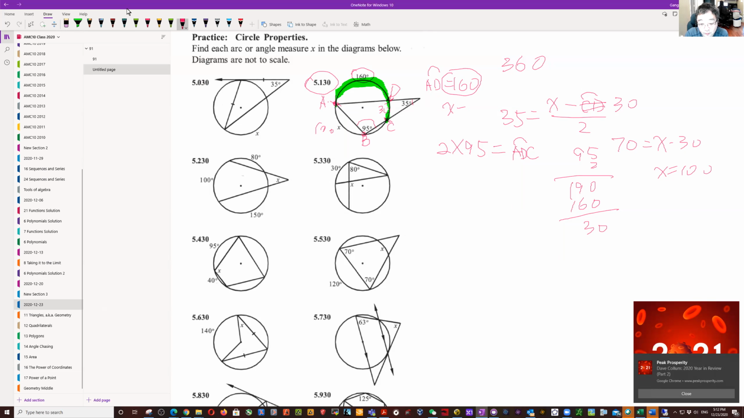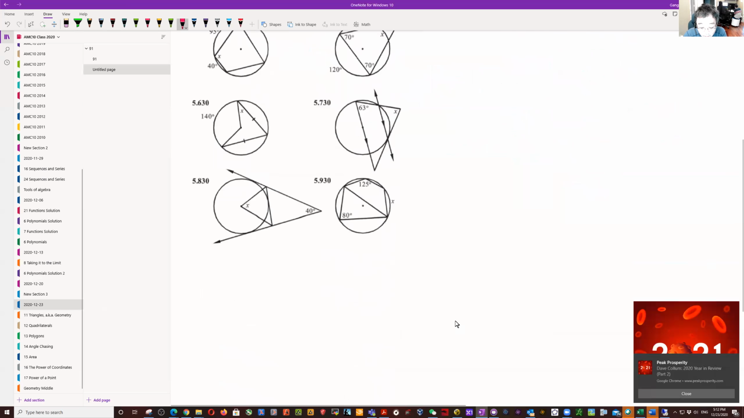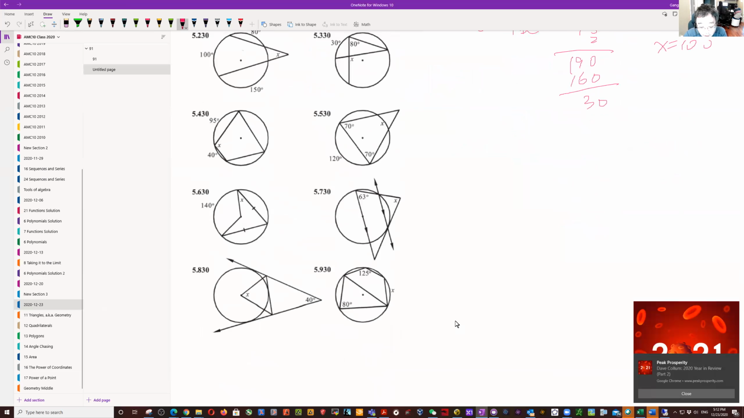You don't really have to add them together, but anyways, this is how to solve this type of problem. It may be a little bit challenging, but it's actually quite fun.